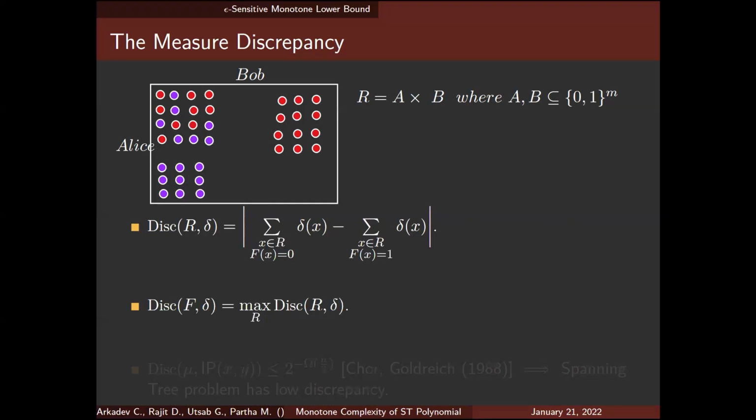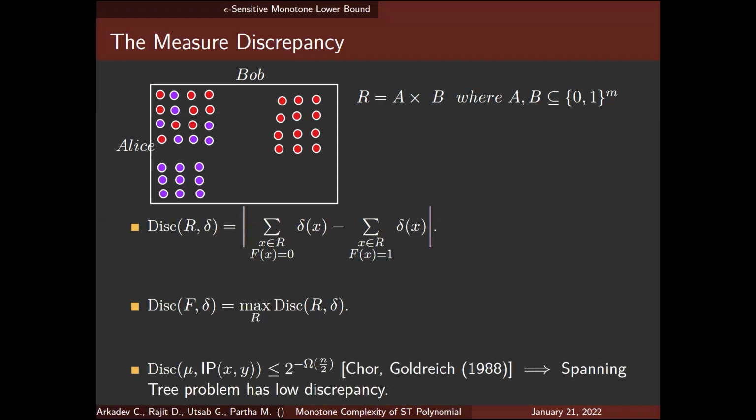Now, intuitively, the more the rectangles are mixed, the harder it is for a low-cost communication protocol to distinguish the zeros and ones in this matrix. So the lower the discrepancy, the harder the problem becomes.